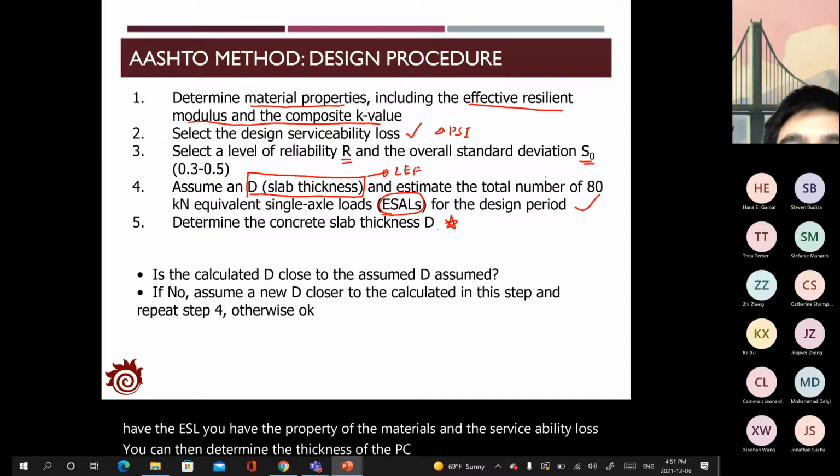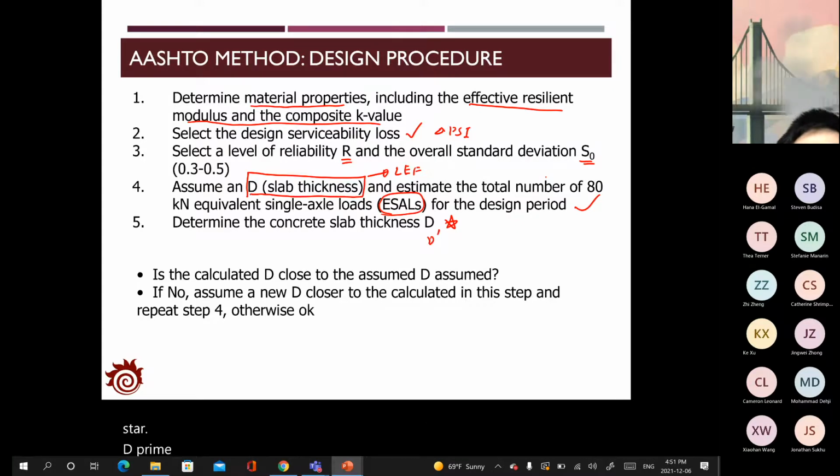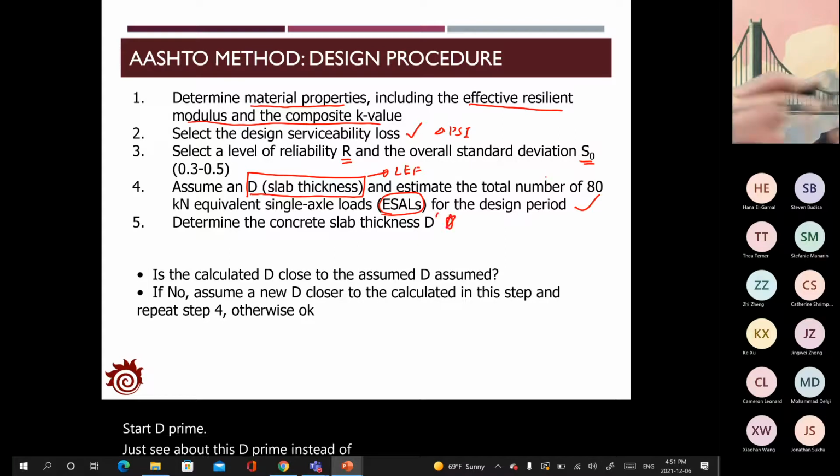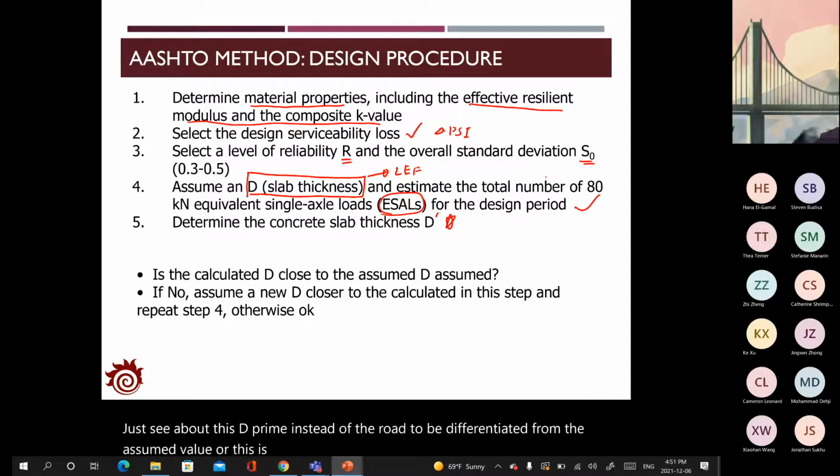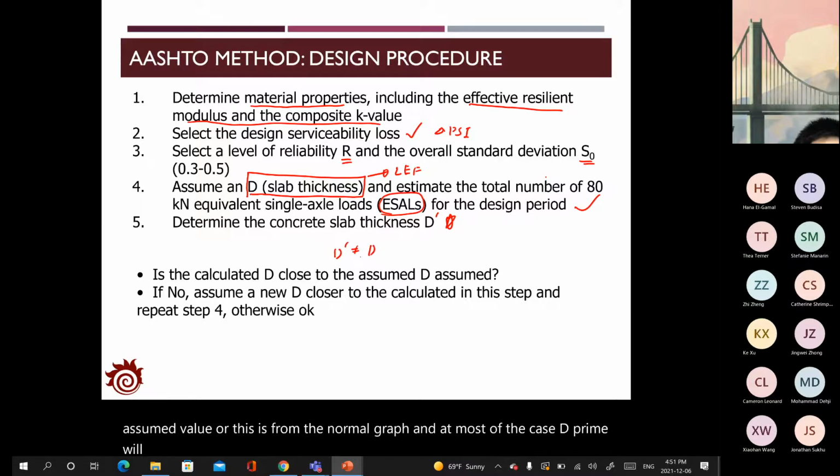I should say that this is D star, D prime. Just say that this is D prime instead of D, to differentiate it from the assumed value. This is from the nomograph. And in most cases, D prime will not be the same as D. So if it's not the same, you need to do the iteration and assume a new value.